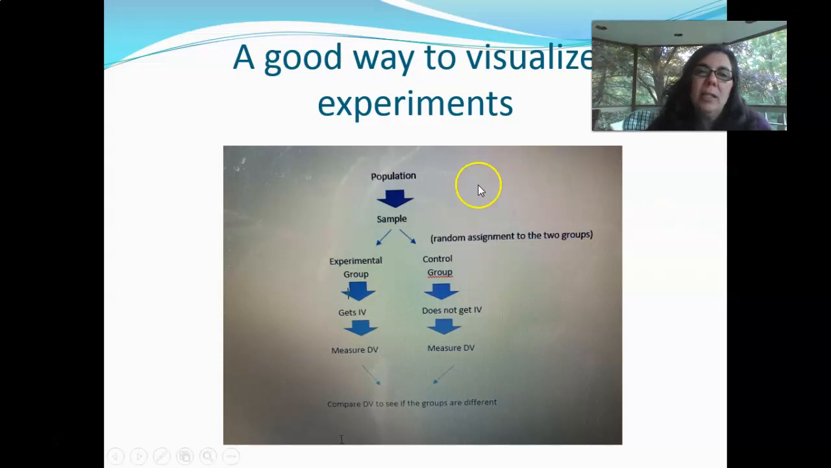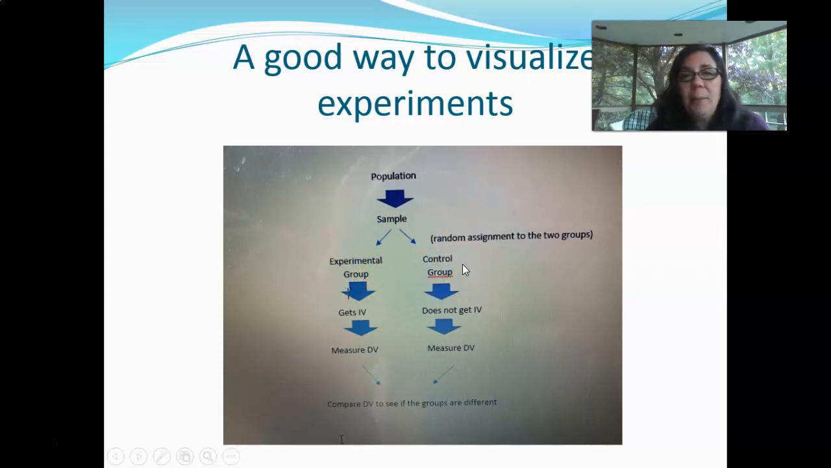And I'm going to suggest that whenever you're trying to figure out an experiment, you draw it out for yourself like this. So that you start with a population, you derive your sample in all the ways we talked about to get a representative sample from your population, and then that sample gets divided by the researcher, randomly assigned to two groups, where half the group becomes the experimental group, half becomes the control group. The random assignment ensures that at this point, these are identical groups, right? You start with them being identical.